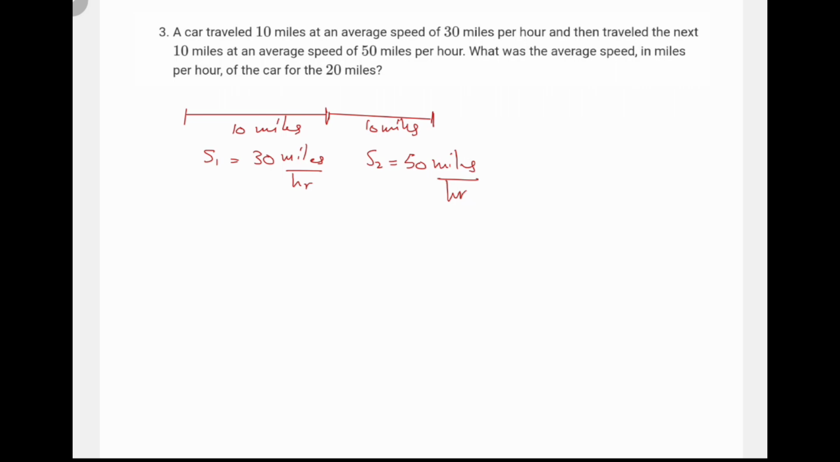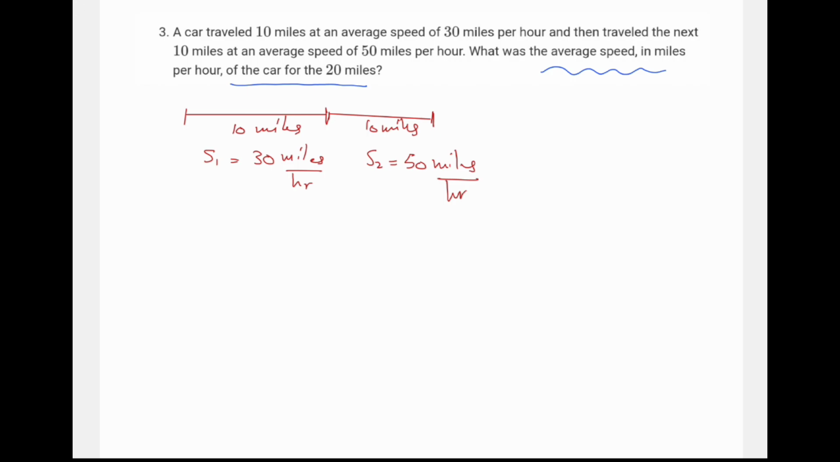Here in question number 3, they're talking about a car that traveled a distance of 10 miles at an average speed of 30 miles per hour, and then traveled the next 10 miles at an average speed of 50 miles per hour. The question is, what is the average speed in miles per hour of the car for the whole trip, the 20 miles?